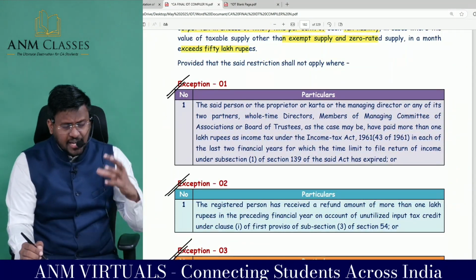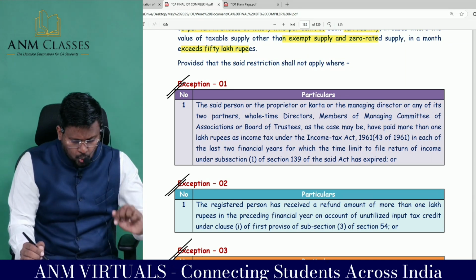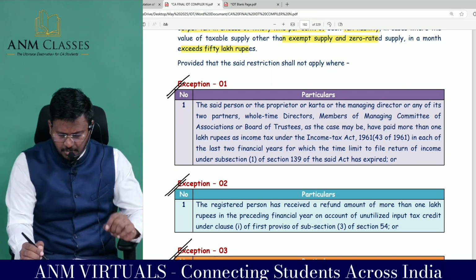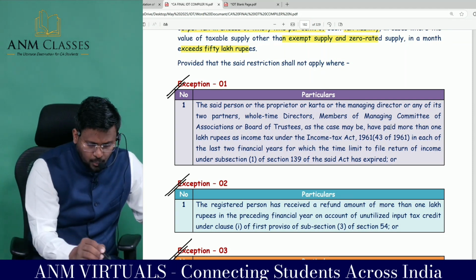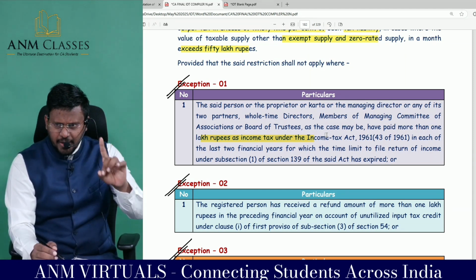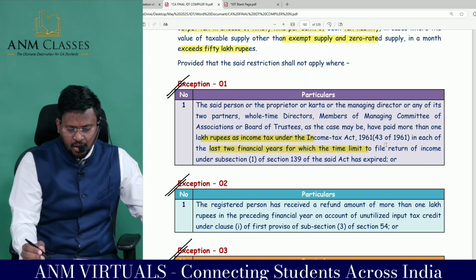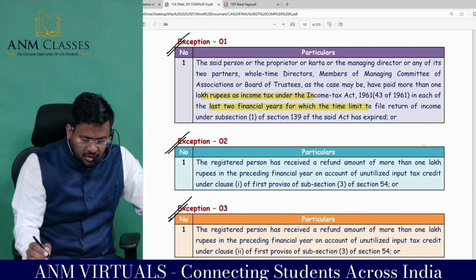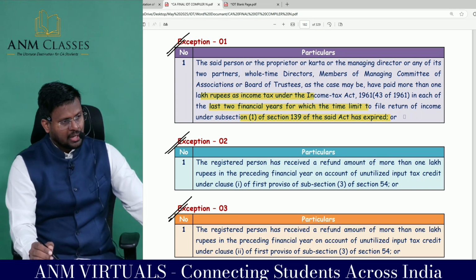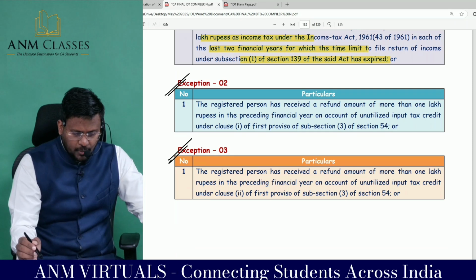Exception number 1: the said person or the proprietor or the Karta or the MD or any of its two partners, or the managing director, or member of managing committee or association or board of directors, as the case may be, has paid more than 1 lakh rupees as income tax under the Income Tax Act in each of the last 2 financial years for which the time limit for filing return of income under subsection 1 of section 139 has expired. That means if they paid income tax of more than 1 lakh, this 99% restriction will not apply.